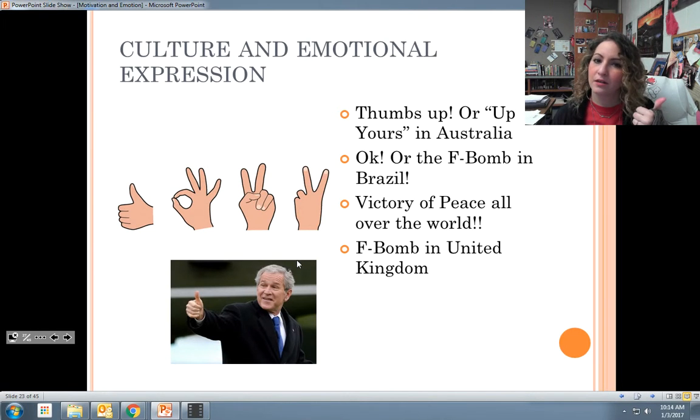So, thumbs up here in the United States means good job, or yay, or I'm with you. But thumbs up in Australia has a completely different meaning. This is okay, I'm doing okay here, but it could mean a little bit more in Brazil. This peace, victory sign is all over the world, but if you flip it, it becomes the middle finger in the United Kingdom. So you have to be aware. You can't just throw out hand signals no matter where you are. You have to be culturally aware of what you're representing emotionally.